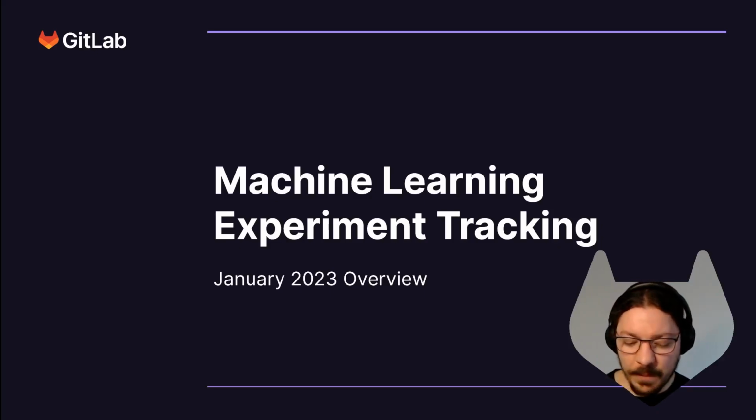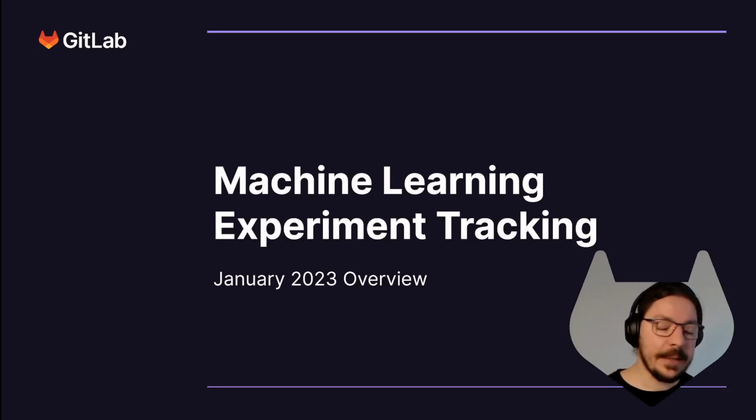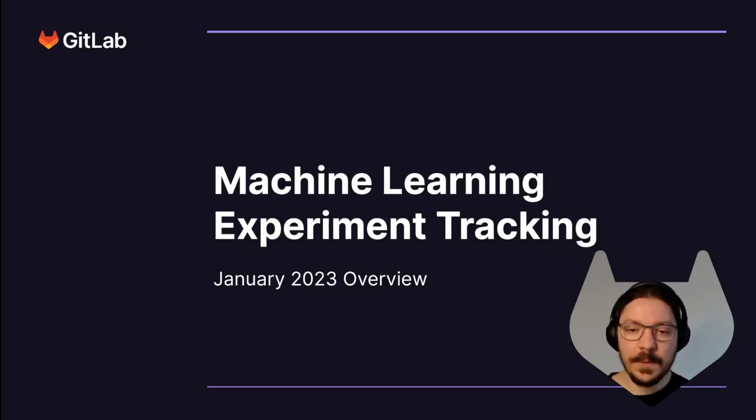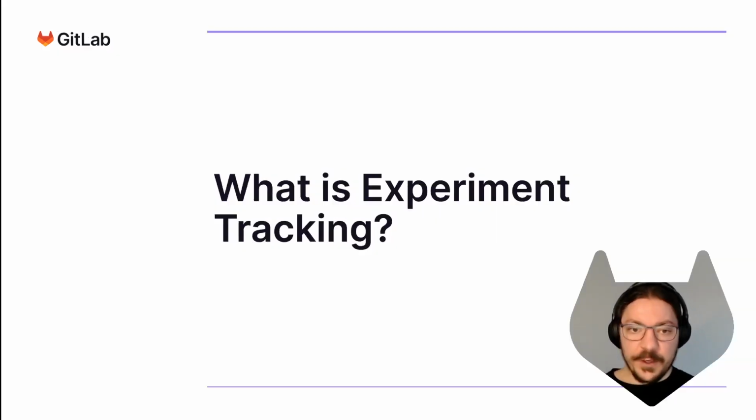And for the past few months, I've been working on incubating machine learning experiment tracking at GitLab. Today I want to give a bit of an overview of the current status and go over what it is that I am doing, what the vision is, where we are at, what the next steps are, and so on. So, for starters, what is experiment tracking?